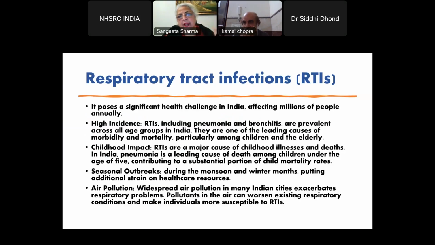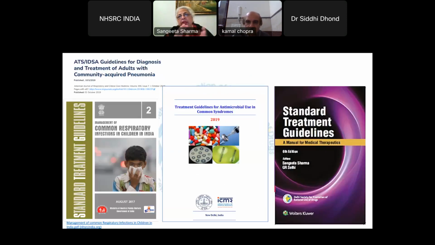We all know respiratory tract infections are a significant health challenge, and they have a lot of impact. We have guidelines produced by different organizations, by international experts, and by NHSRC, on common infections in children, developed in 2017. Then we have ICMR guidelines, pathways. I think the 2022 pathways are also there, but I couldn't locate them today; that page was not available. They have also produced these guidelines, and we at DSPRUD have been producing and revising these guidelines for the last 20 years. The seventh edition is under preparation.